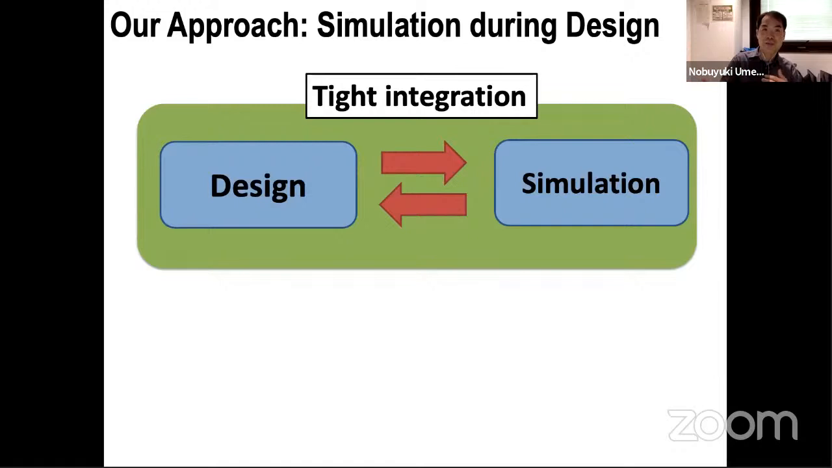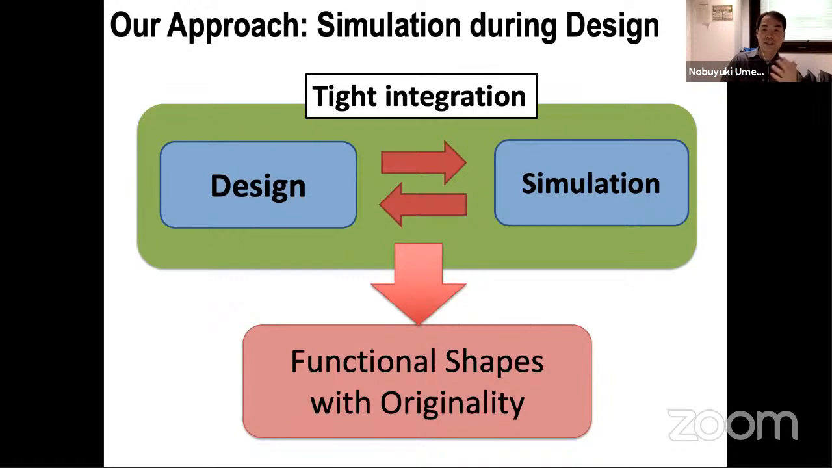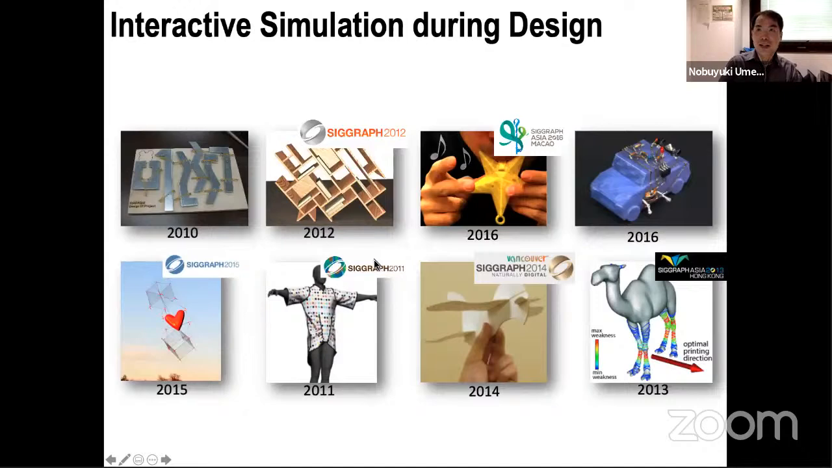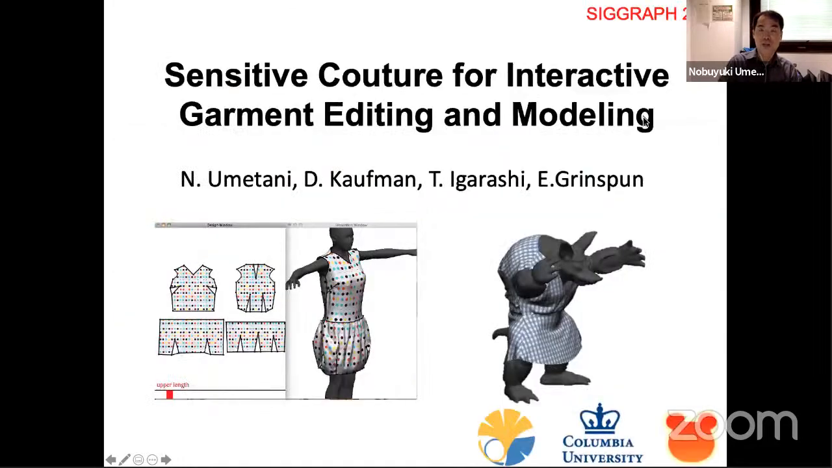So simulation happens while designing, and the human is creating during the simulation, to tightly integrate it into the design space to facilitate the original design of functional shapes. I have done many research studies on various functional objects such as furniture, musical instruments, clothing, and sometimes airplanes and kites. But today I give two examples of fashion design.